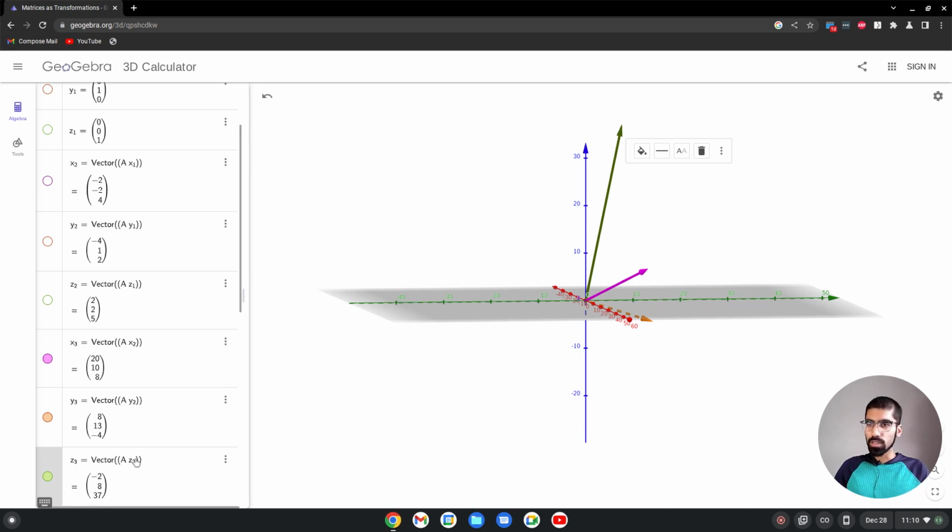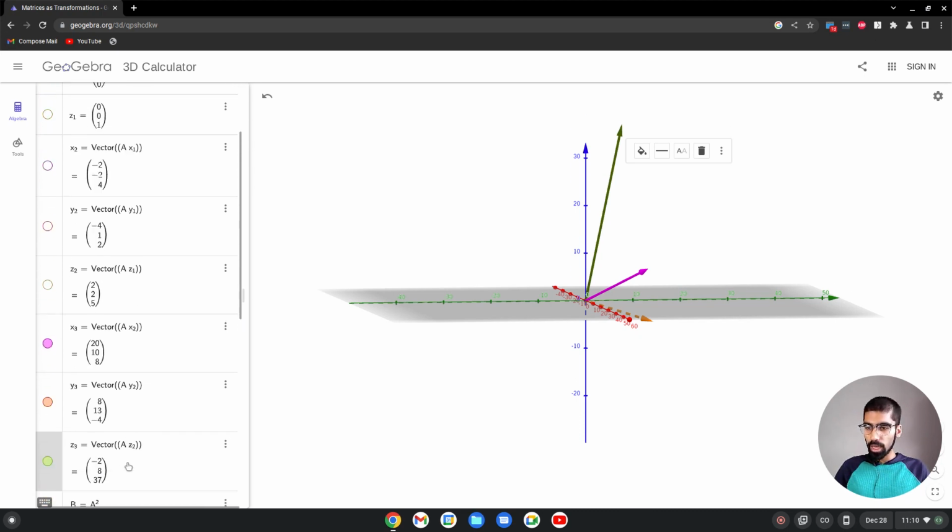The way that I got this was to multiply A by Z2, but A by Z2 was just A by Z1. To write that out, Z2 itself, I could replace that with this equation up here, A times Z1. So if I replace that, you can see nothing changes. But now I just have a matrix multiplication, and then I have a matrix vector multiplication.